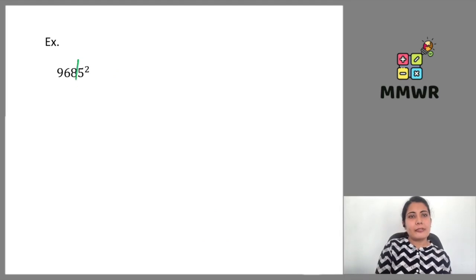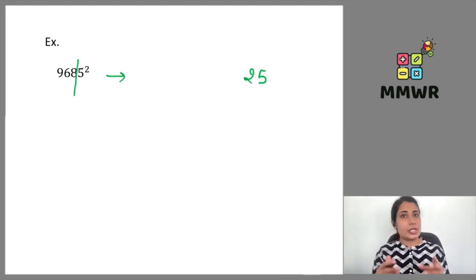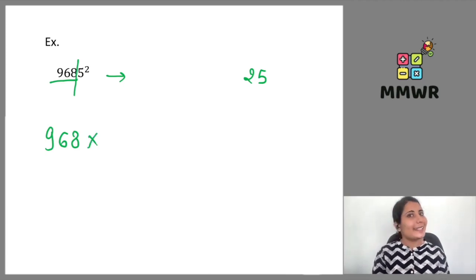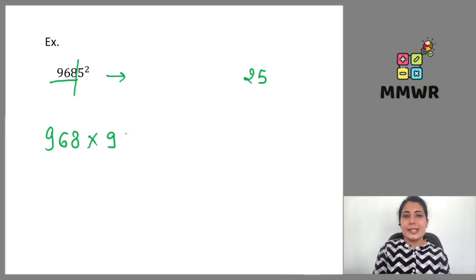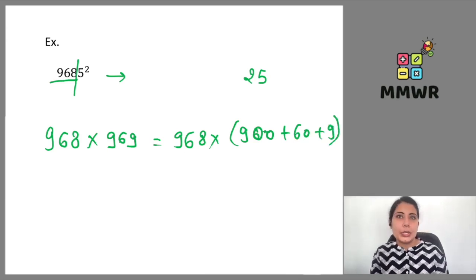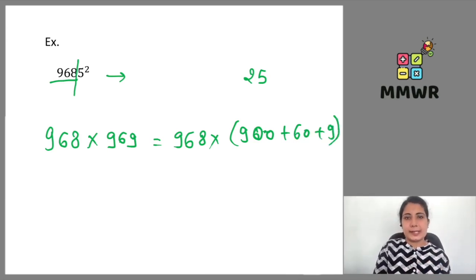So again, we break it this way. 5 will be in one group, so it is going to have 25 at the end. And the rest of the part of the number is 968, which will be multiplied with 969. So we can write it as 968 multiplied with 900 plus 60 plus 9. Okay, 900 plus 60 plus 9.